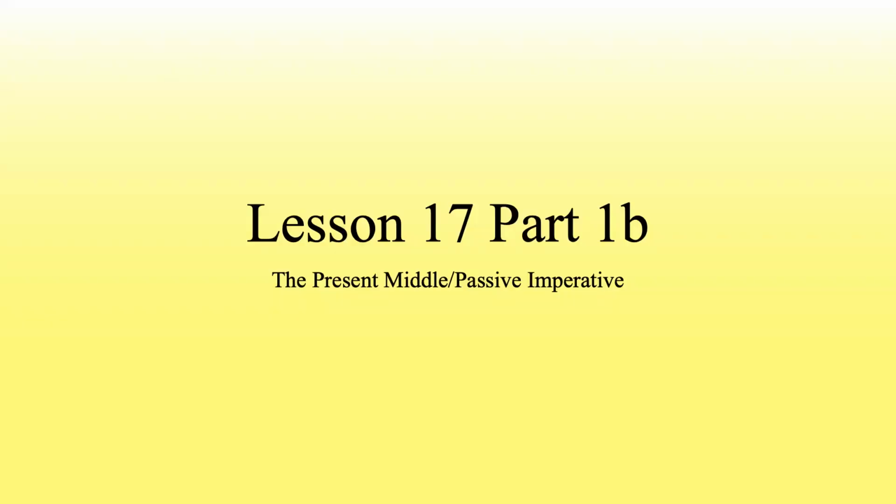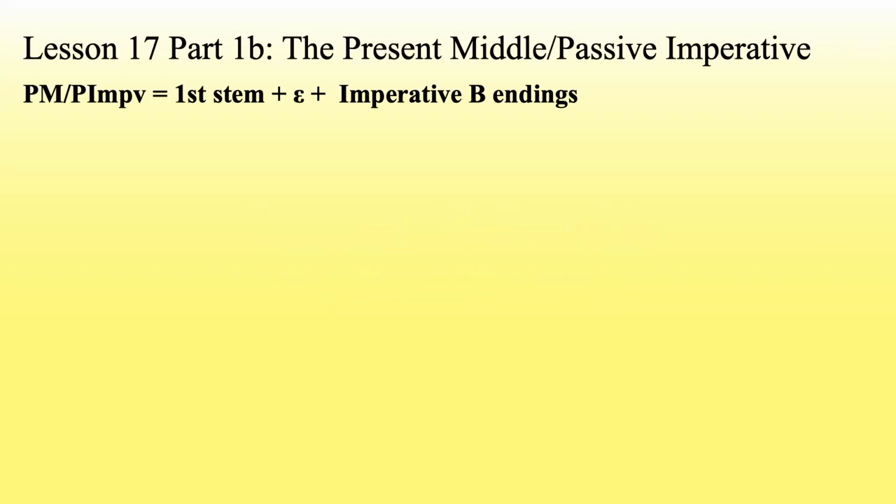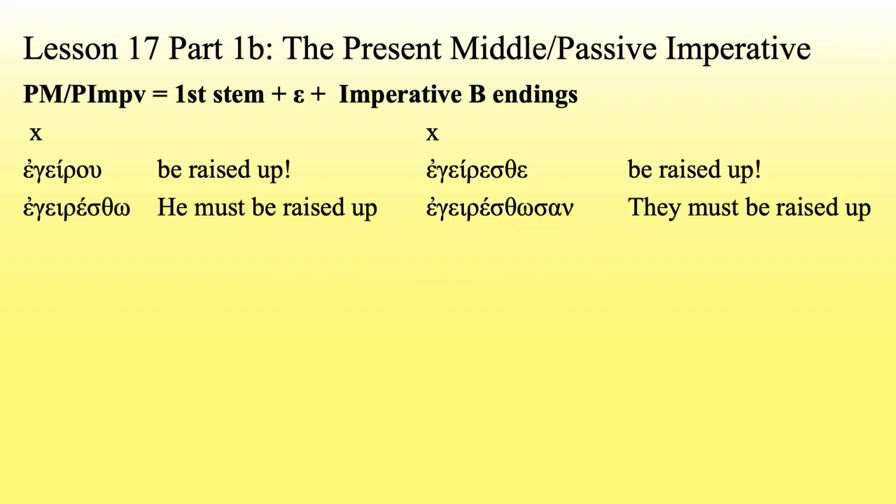Lesson 17, Part 1b, the present middle passive imperative. The present middle passive imperative equals first stem plus epsilon plus imperative B endings, just like we would expect. Again, no first person imperatives. Here's the verb egeiro: egerou, egerestho, egerestho, egeresthe, egerestho, egeresthe, egerestosan.